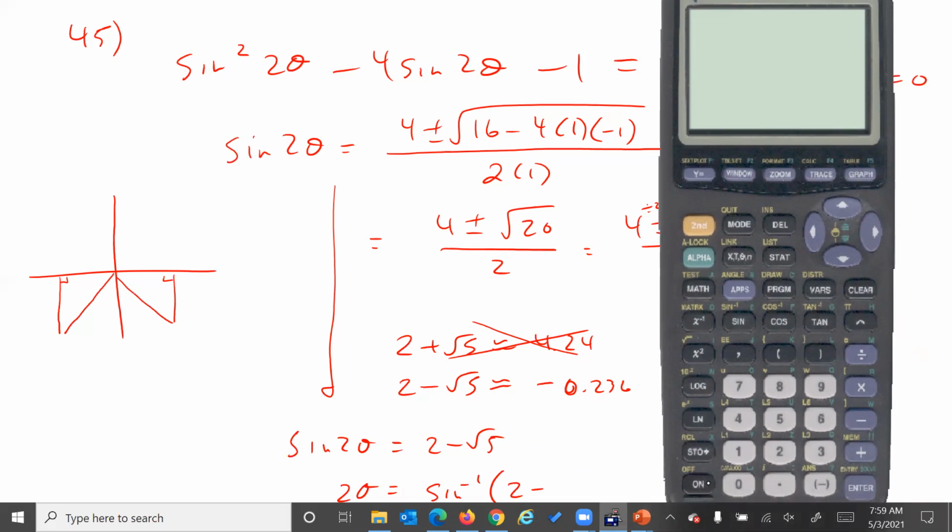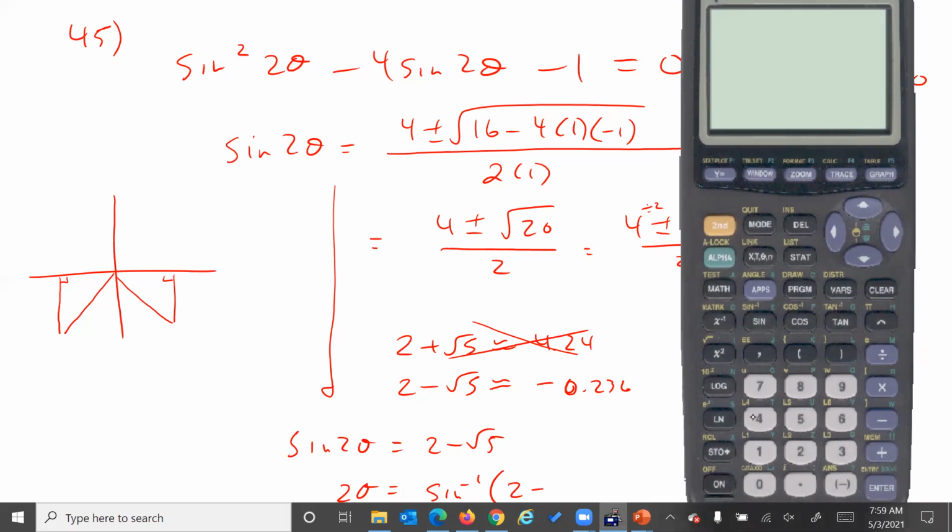Oh. I don't know. Oh, I thought it ran out of batteries for some reason. Okay, 2 minus square root of 5. It's a Monday joke. I was like, wait. Okay, I got that one.